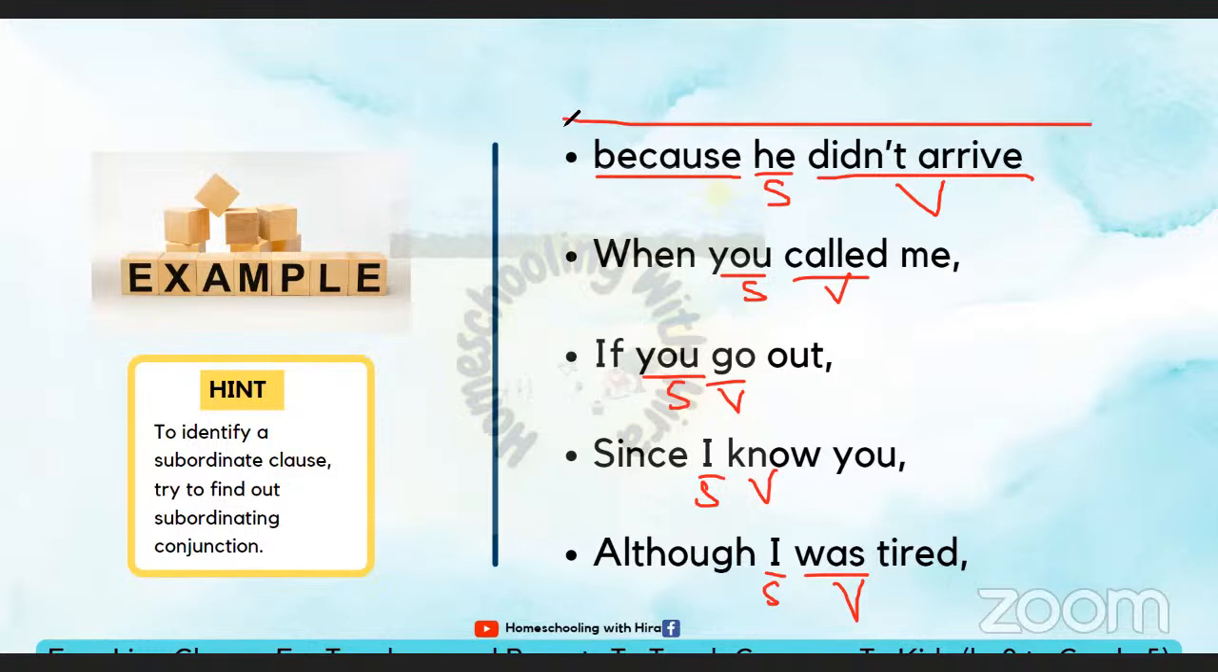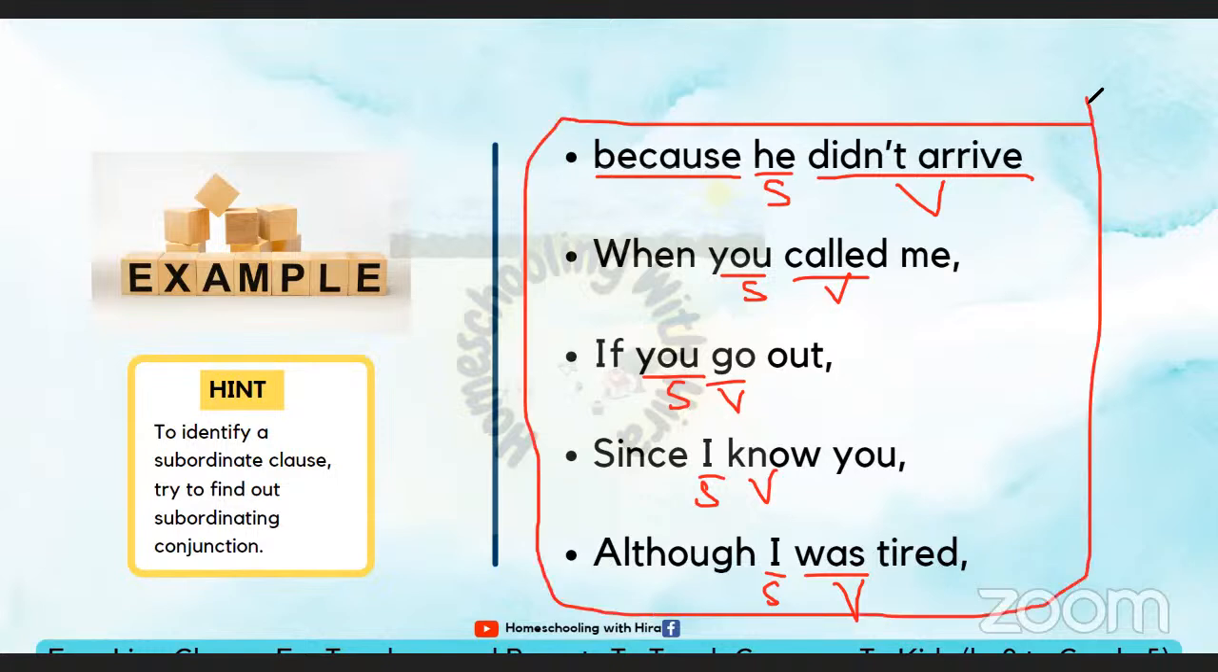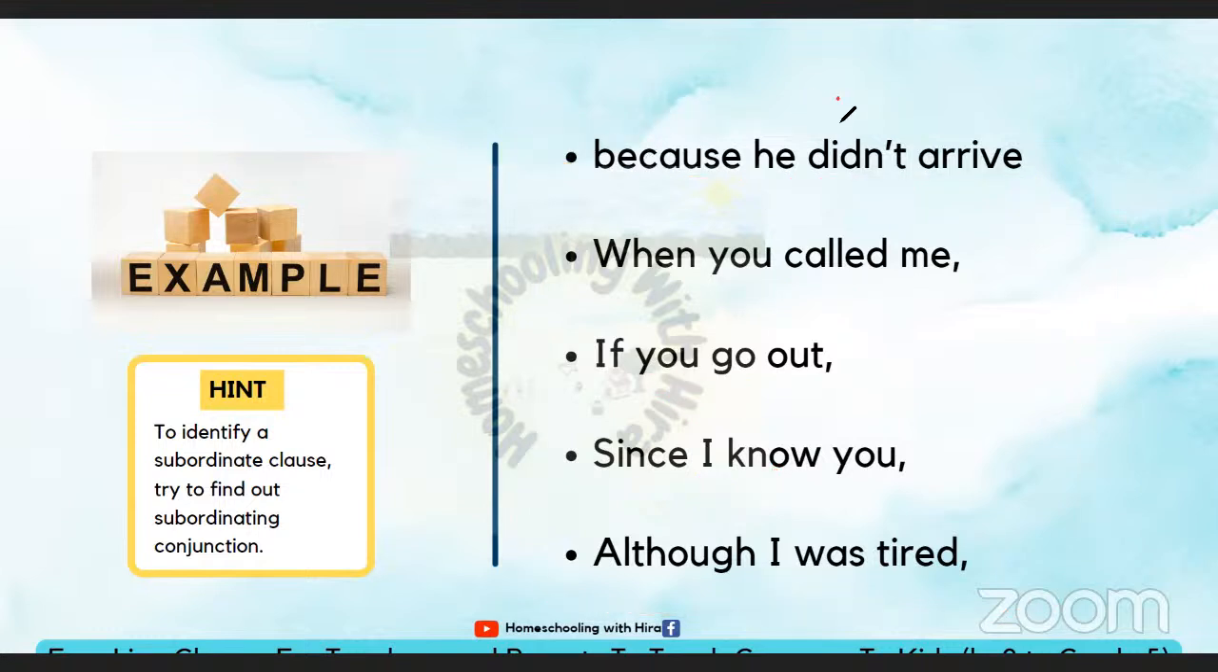So all these clauses are incomplete sentences. They are dependent on a main clause. We need to write a main clause before them or after them to make their sense, and they cannot stand by themselves as a complete sentence. Now there is a tip to identify the subordinate clause or the dependent clause. The hint is to identify a subordinate clause, try to find out the subordinating conjunction. We already know subordinating conjunctions.